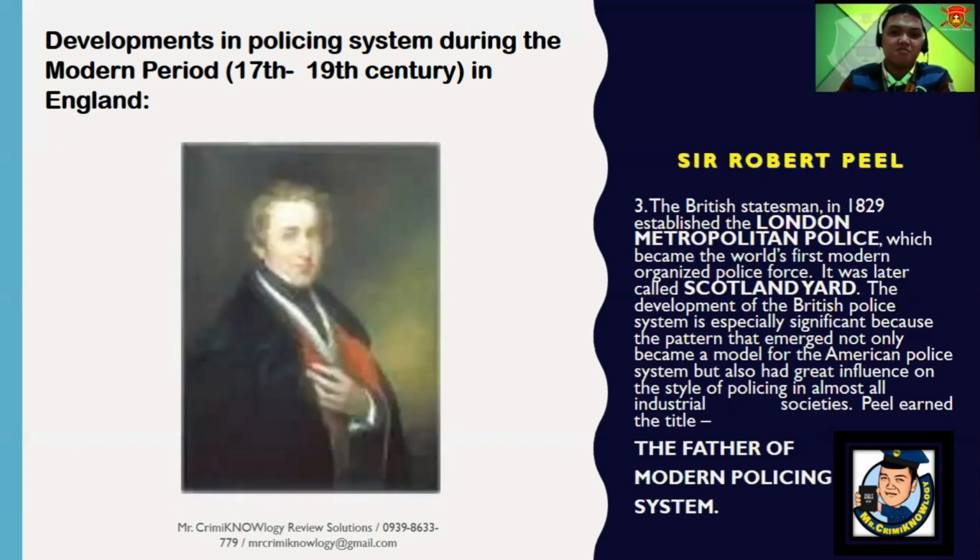We also have Sir Robert Peel. The British statesman in 1829 established the London Metropolitan Police, which became the world's first modern organized police force. It was later called Scotland Yard. The development of the British police system is especially significant because the pattern that emerged not only became a model for the American police system, but also had great influence on the style of policing in almost all industrial societies. Robert Peel earned the title father of the modern policing system. Until today, in the criminology world, he is called the father of the modern policing system.